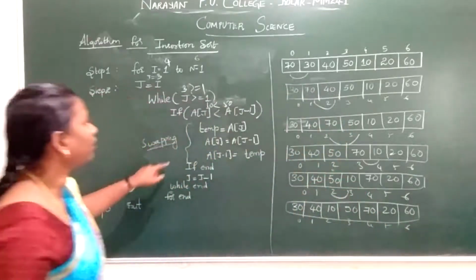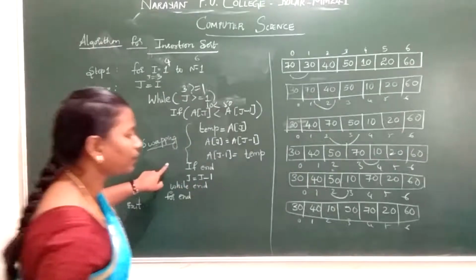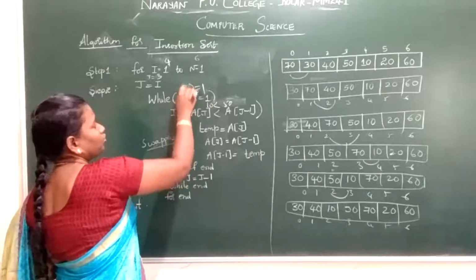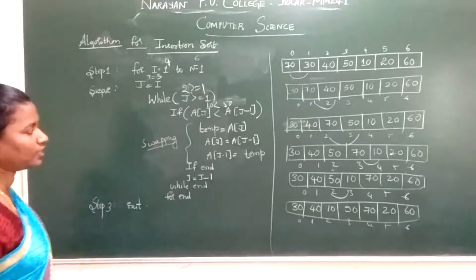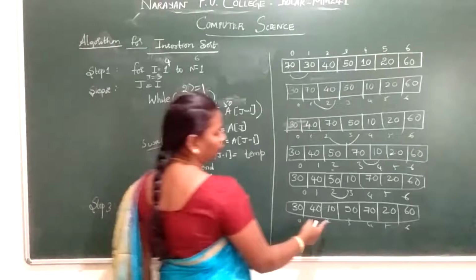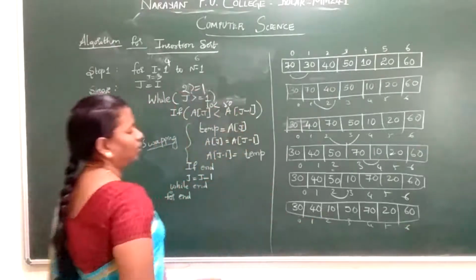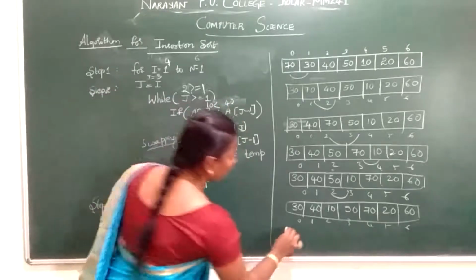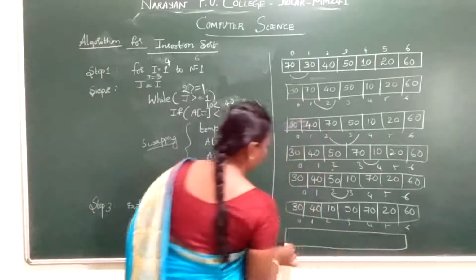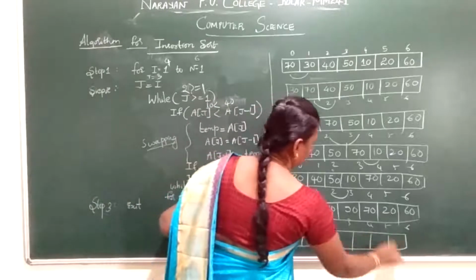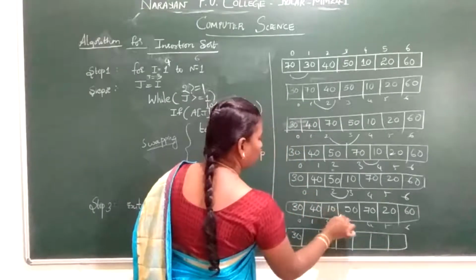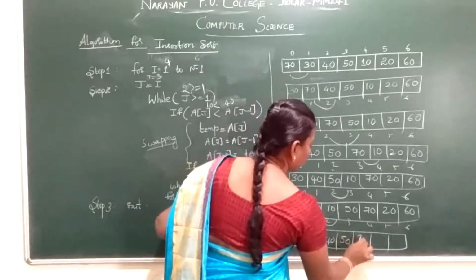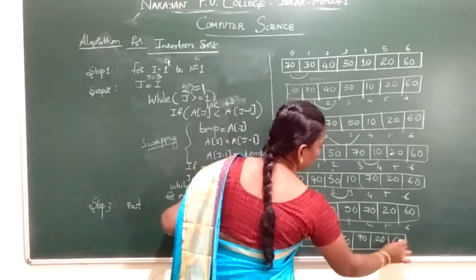Now again the j value becomes, we had 3 now, 3 minus 1, that is 2. The j value is 2. 2 is greater than or equal to 1. Yes, the condition is satisfied. What is there in a of 2? I have 10. Is 10 less than 40? Yes, 10 is less than 40. Again I will be swapping here. Again a swapping takes place. 30, 10, 40, 50, 70, 20, 60.